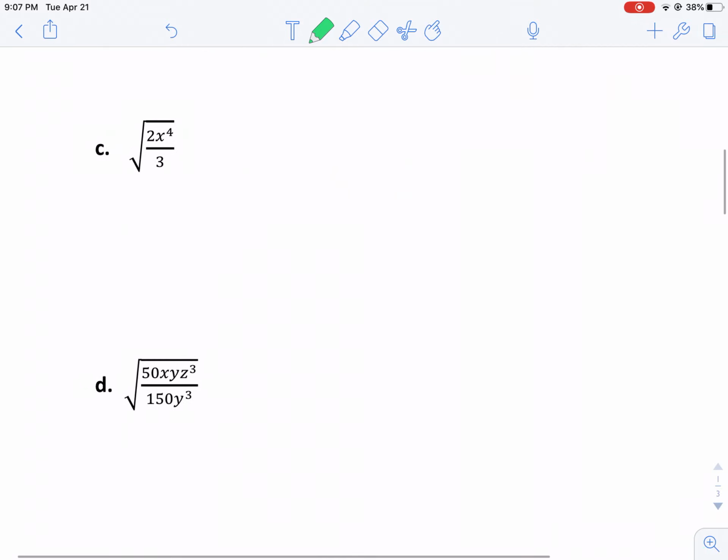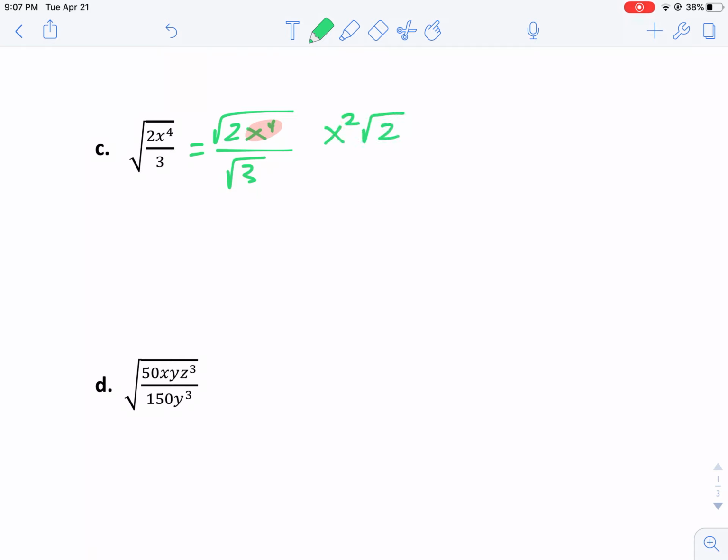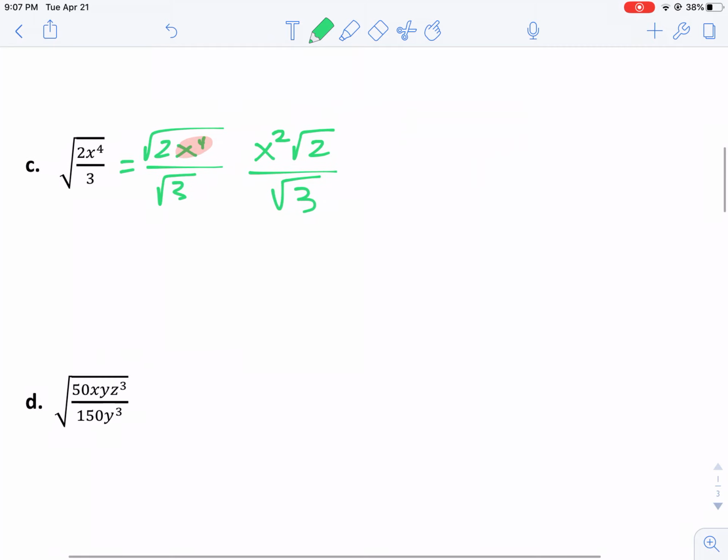Okay, for C, we have the square root of 2x to the fourth over 3. So we can rewrite this as the square root of 2x to the fourth over root 3. Now we can take the square root of x to the fourth, and that would give us x squared. We would still have root 2 over root 3. The root 3 in the denominator is what we can't have, so we need to multiply by root 3 over root 3.